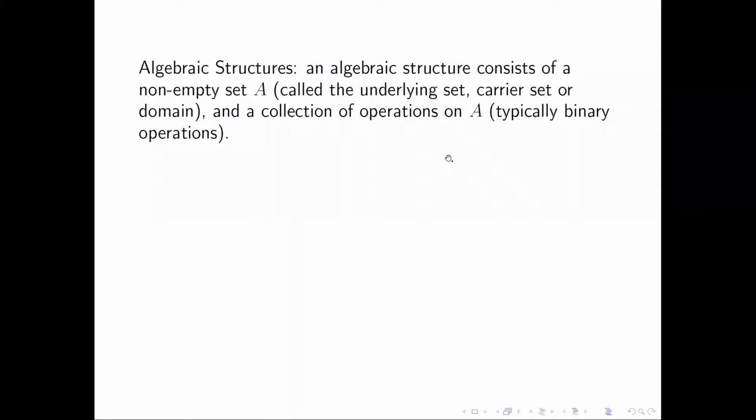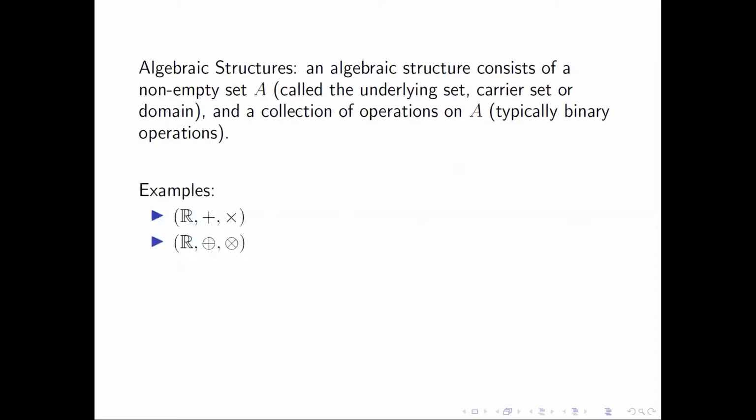So what are algebraic structures? An algebraic structure consists of a non-empty set A, also called the underlying set, carrier set, or domain, equipped with a collection of operations on A. Typically, these operations are binary.